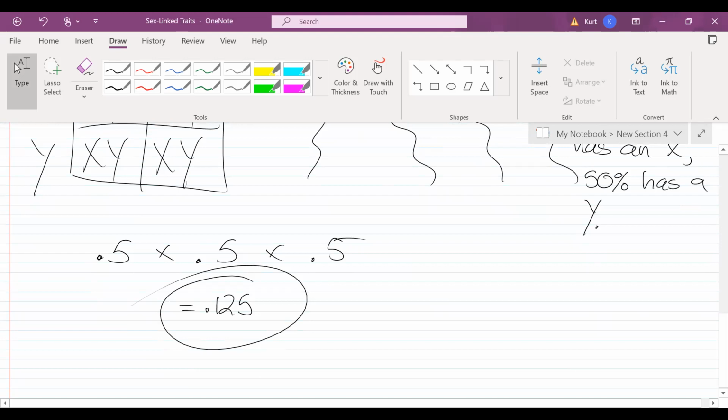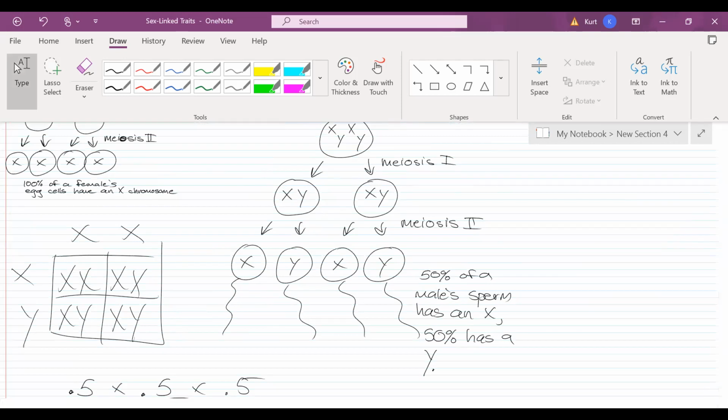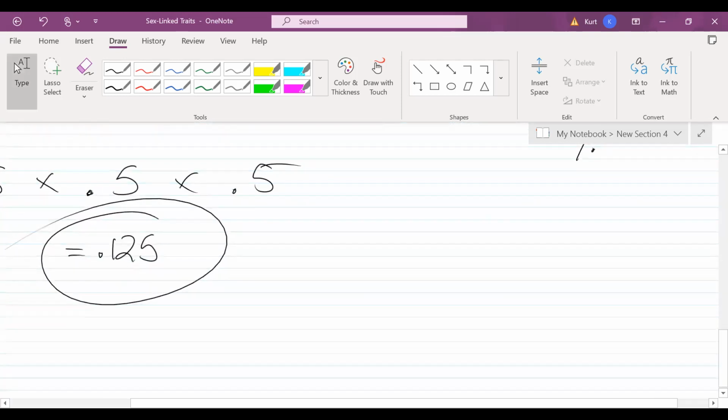So what is 50% of 50? 25. And then what's 50% of 25? 12.5. That's the 0.125. Okay. So are there any questions with any of this? I have one more thing to show you, then we're going to get into the actual pioneer that realized this whole idea of sex-linked traits.